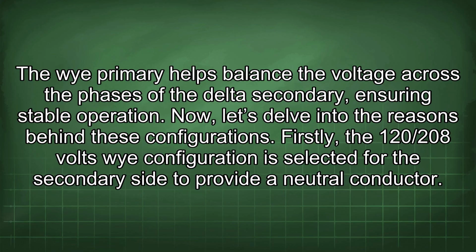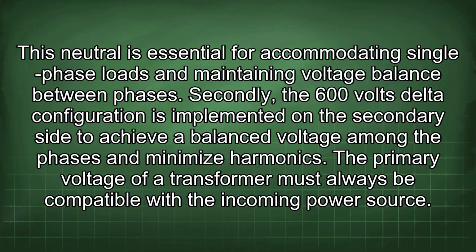Now let's delve into the reasons behind these configurations. Firstly, the 120/208 volts Y configuration is selected for the secondary side to provide a neutral conductor. This neutral is essential for accommodating single-phase loads and maintaining voltage balance between phases. Secondly, the 600 volts delta configuration is implemented on the secondary side to achieve a balanced voltage among the phases and minimize harmonics. The primary voltage of a transformer must always be compatible with the incoming power source.